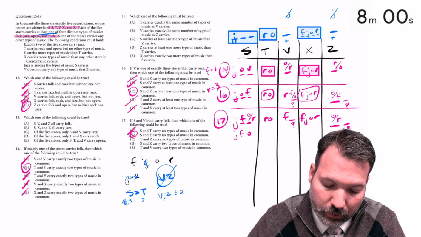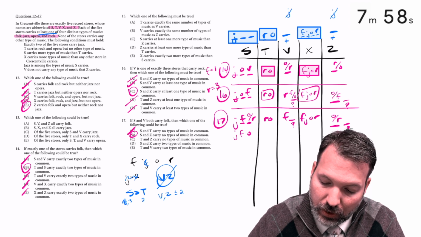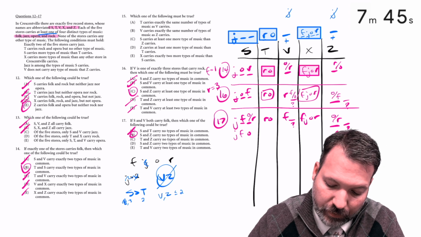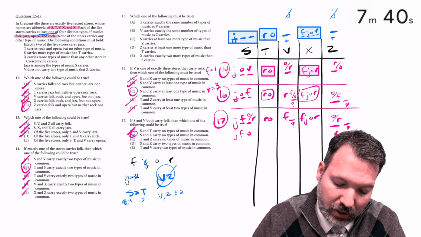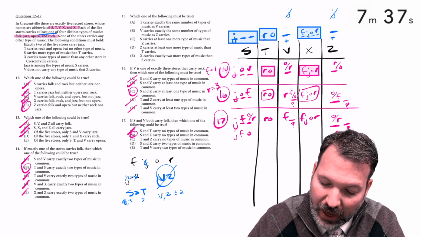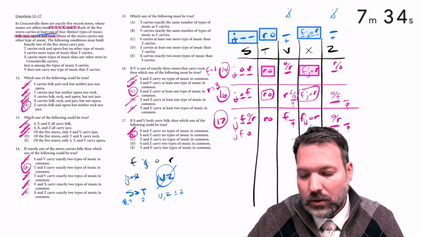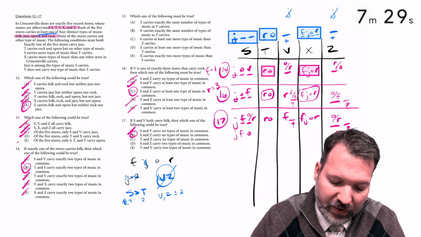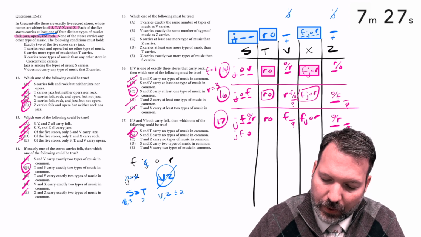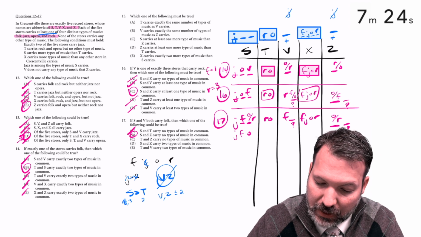Number 13, another general question. Which one of the following could be true? S, V, and Z all carry folk. V and Z never have anything in common. Get rid of A. S, X, and Z all carry jazz. That's too many jazz. Cross off B. Of the 5 stores, only S and V carry jazz? Nope, because X has to carry jazz. Of the 5 stores, only T and X carry rock? That seems possible. Of the 5 stores, only S, T, and V carry opera? No, because X always carries opera, so that's D.